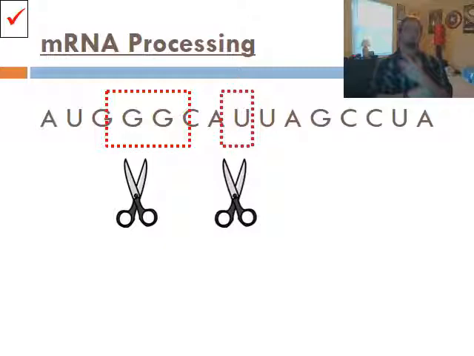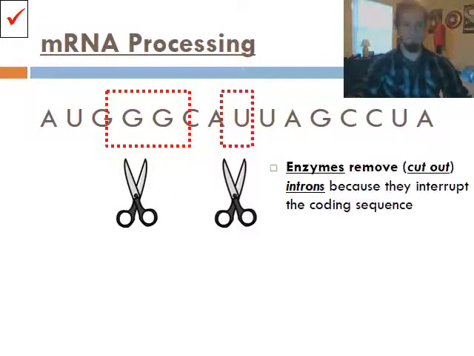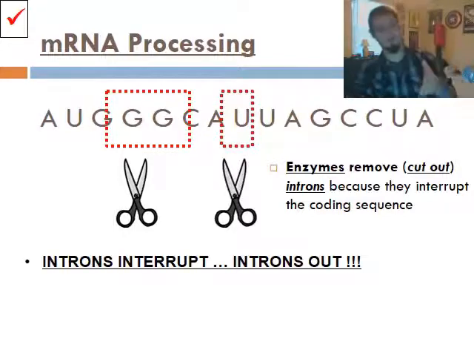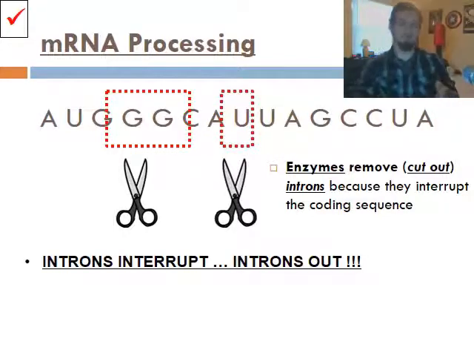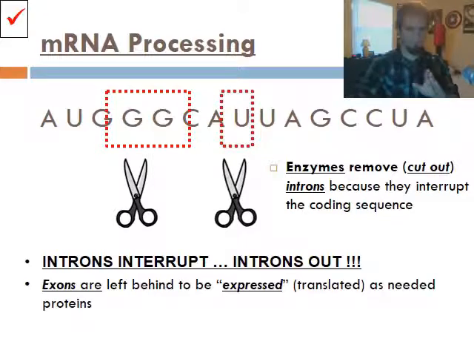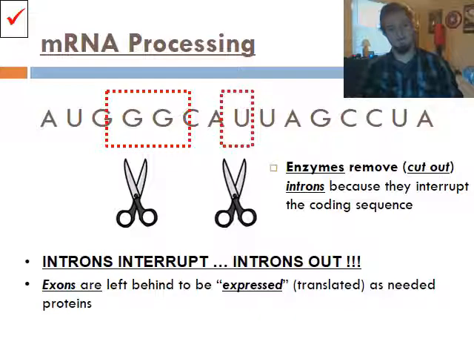So, mRNA processing. We have very specific enzymes that remove or cut out something called introns, because they interrupt the coding sequence. They're in the way. We don't want them, so we actually get a chance to cut them out. So introns interrupt. We take the introns out. Whereas exons are left behind to be expressed or translated as needed proteins.